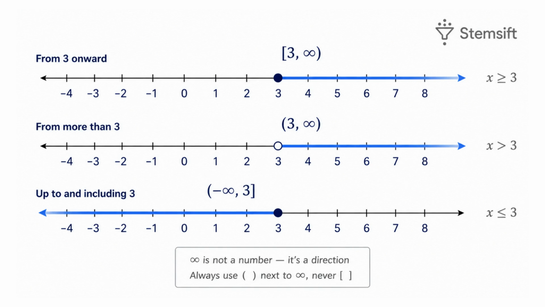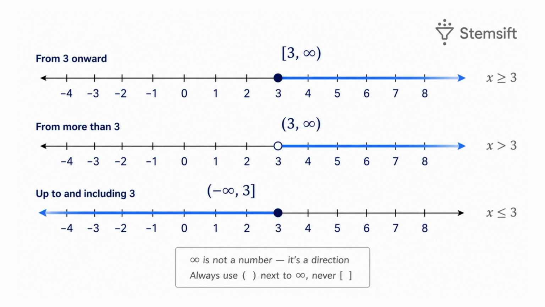The middle line is almost the same, but with a hollow circle at 3. That's (3, ∞). Every number strictly greater than 3, but not 3 itself. The inequality is x > 3. And the bottom one goes the other way. (−∞, 3]. Every number from negative infinity up to and including 3. Solid dot at 3, arrow extending left forever. The inequality is x ≤ 3. So infinity gives us a way to describe rays, half-lines that stretch off without end. Combine that with the bracket grammar we already learned, and you can describe pretty much any stretch of the number line you want. But intervals are just one piece of the picture.